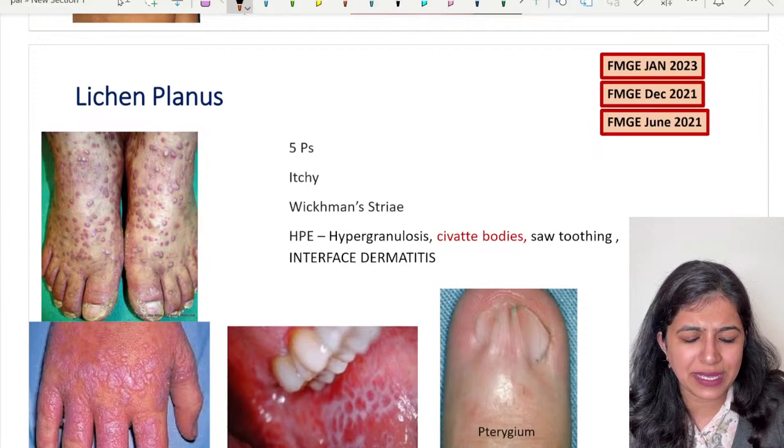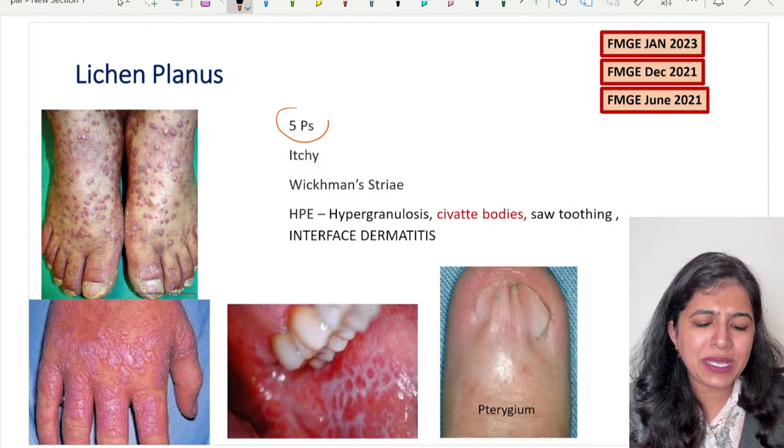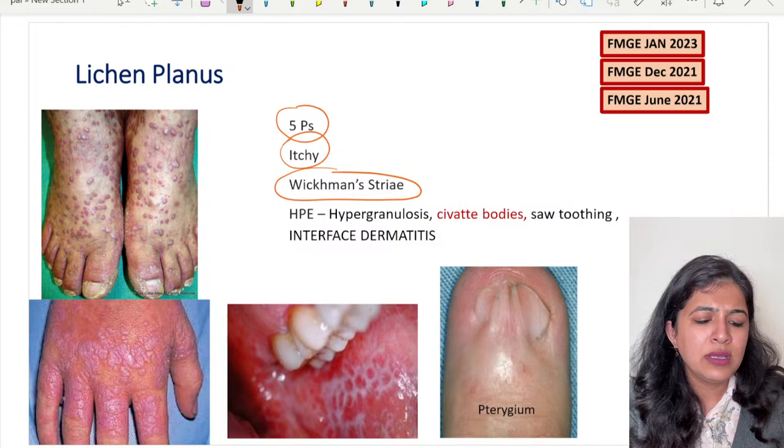Wow, they are also very fond of lichen planus. They have asked the 5 P's in an exam: purple, pruritic, polygonal, planar, papules. Remember, very itchy. They have lacy reticulate striae on the surface, which are called Wickham's striae. This image has been asked many a time.